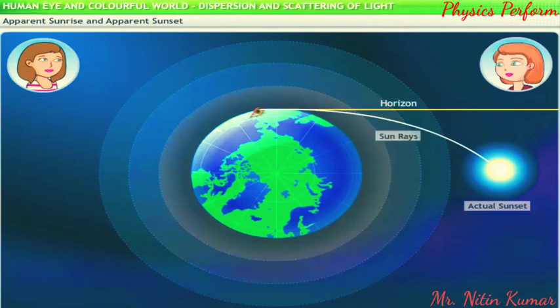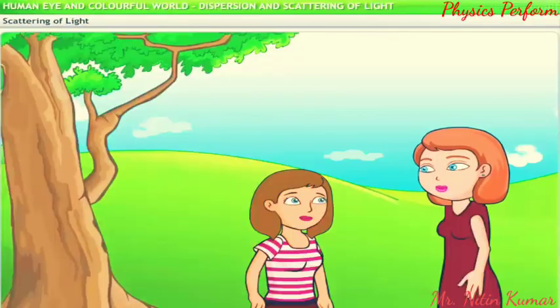Conversely, the apparent sunset occurs slightly later than the actual sunset. Since the light from the sun is already below the horizon, it refracts through the atmosphere, enabling us to see the apparent sunset even after the sun has already set.